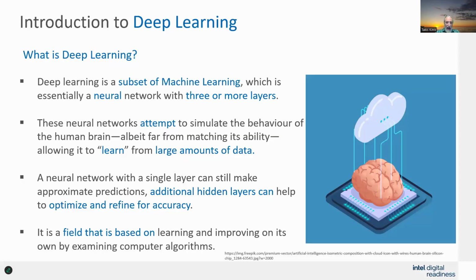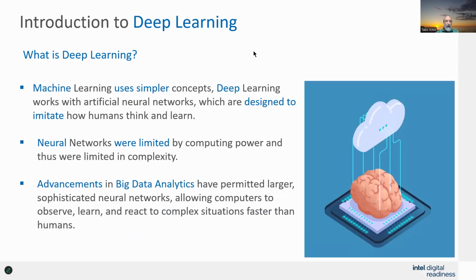It says it is a field that is based on learning and improving on its own by examining the computer algorithm. So I want you to think about this, it learns on its own and improves on its own based upon the algorithm that you build. So it's refining itself as it goes, right? Kind of like people do. And I think that's really cool. Machine learning uses more primitive concepts than deep learning. And I think deep learning really is a better imitation of the human brain, as they're indicating here, than machine learning is.